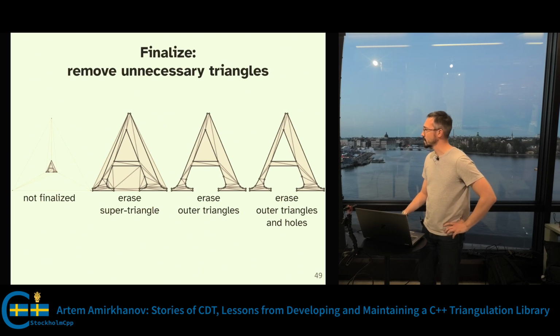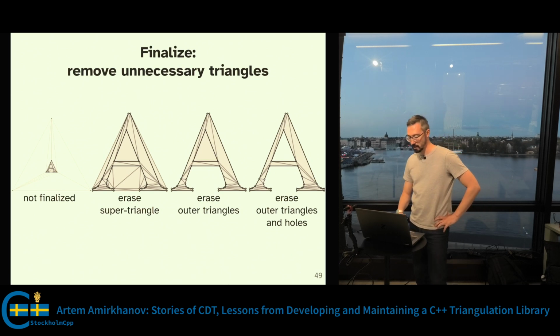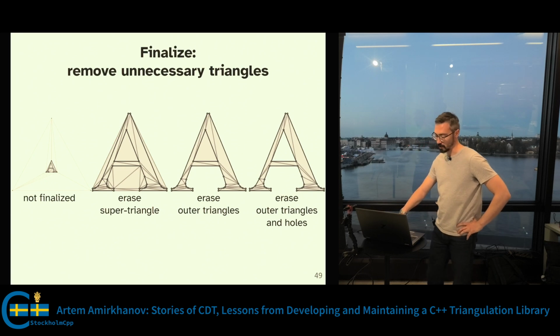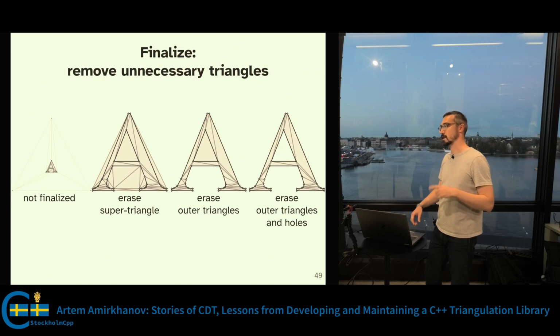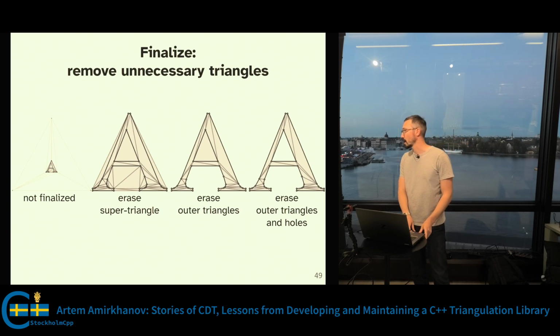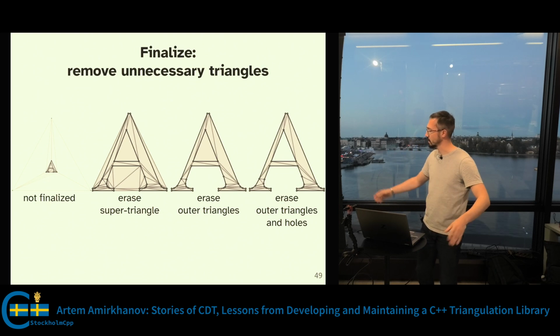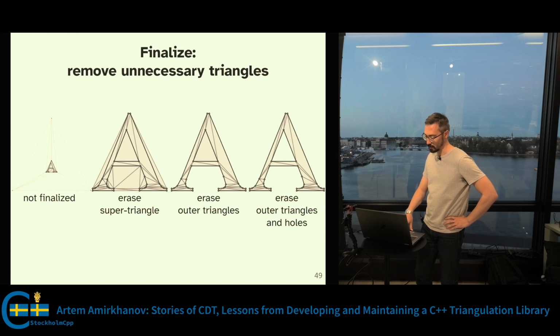Final step, finalizing, or just removing the triangles you don't need. The leftmost image is not finalized. Then you can do the following. You start from the triangles where at least one of the vertices is a super triangle vertex. And then you do a region growing, spreading to the neighbors until, oh wait, I skipped one. So not finalized, the simplest is just to remove every triangle that has a super triangle vertex. And that gives you what's called the erased super triangle. It's the convex hull of the point set.